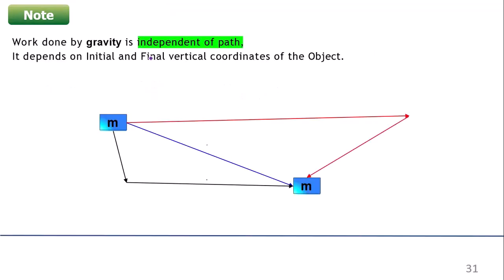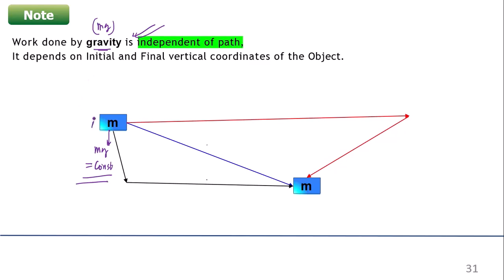So ultimately, what you can conclude is that work done by gravity is a constant force. Why? Because the mg force: once I select a particular value of mass, the mg is acting downward, and this number is constant. It is not going to be changed. So I want to calculate the work done by a constant force, and you know that work done by a constant force is independent of path. That means work done by gravity is also independent of path.